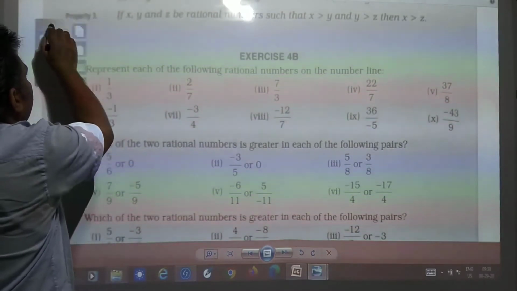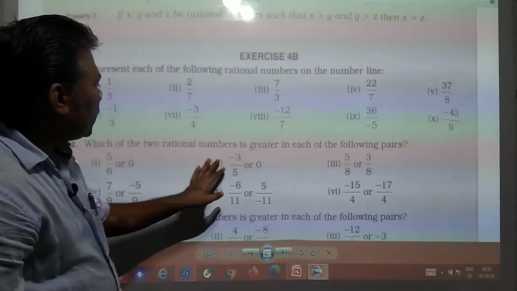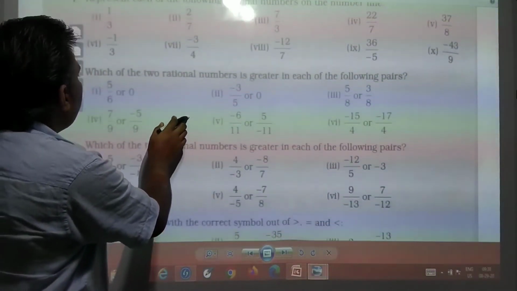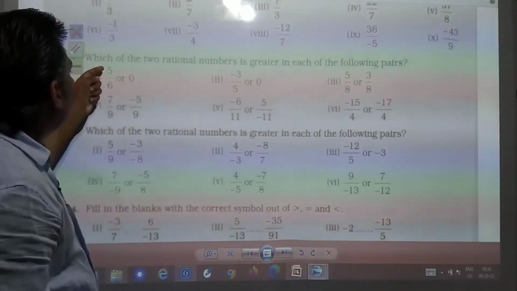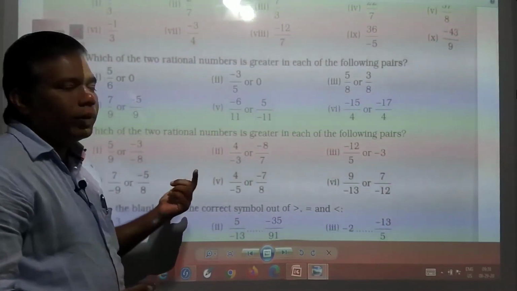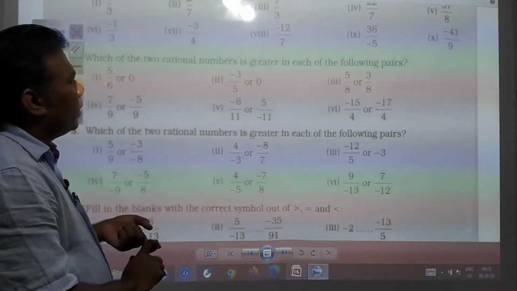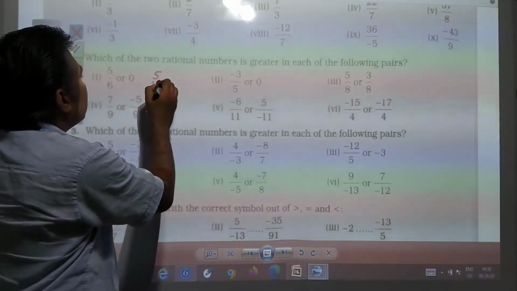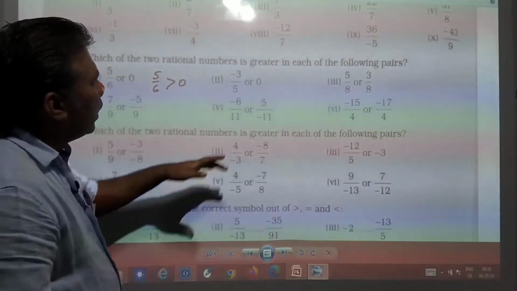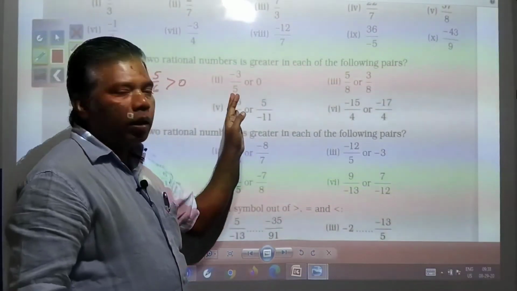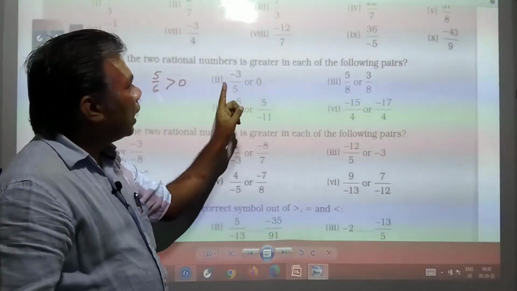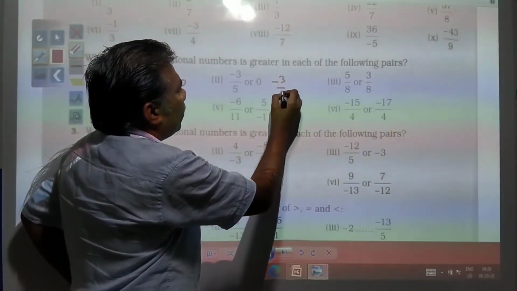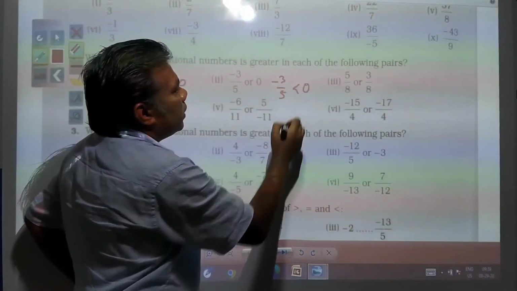Next you see, which of the two rational numbers is greater in each of the following pairs? 5 by 6 or 0. As we have learned, all positive rational numbers are greater than 0. So 5 by 6 is greater than 0. All negative rational numbers are lesser than 0. So minus 3 by 5 is lesser than 0.